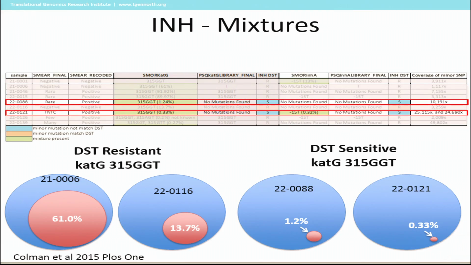But a couple other samples were DST sensitive, and we absolutely are confident that it has a very low level resistant population, that one at 1.2%, another at 0.33%. And part of the reason that our confidence is high is that these are very high coverage, and these are these SMORE reads, these double coverage reads at 10,000x or 25,000x double coverage. We're absolutely getting good data for these samples.